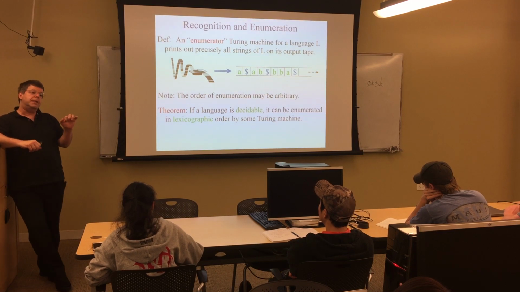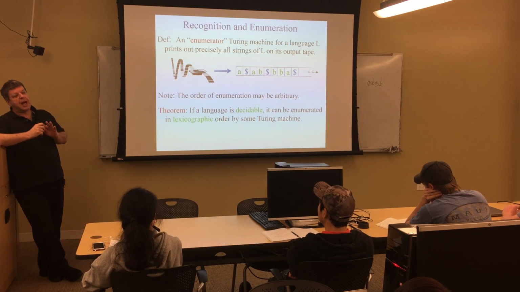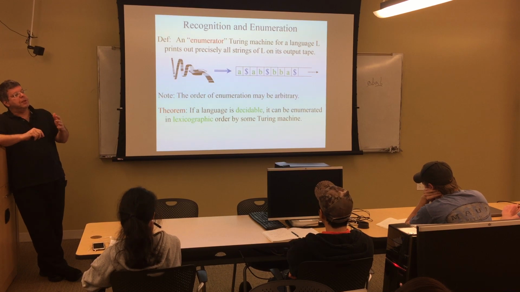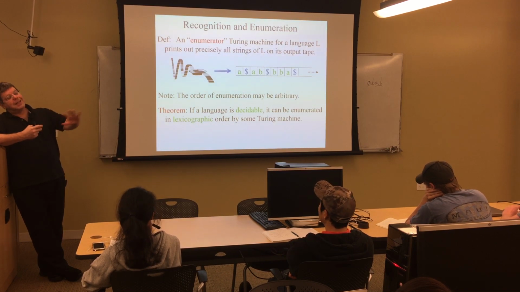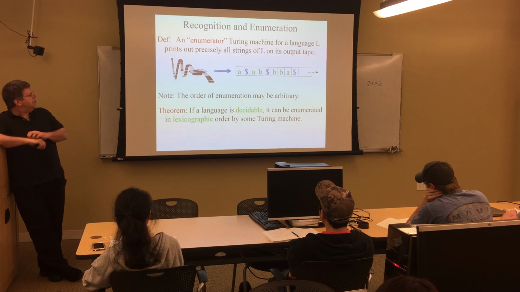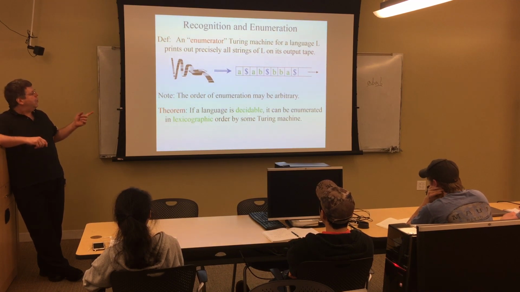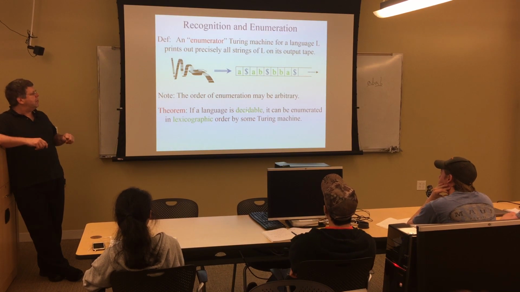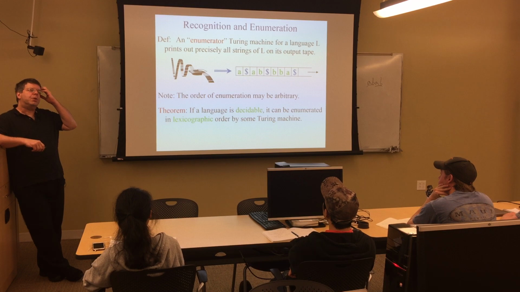What does lexicographic order mean? Smallest first, and within size by dictionary order. So lexicographic order is by size, and within the same size, dictionary order. All strings of size 3 will be printed out in dictionary order. So now this is a theorem, it's not a definition. We defined what it means to be decidable and what it means to be enumerated. Now we're saying we have a theorem on our hands. It's not obvious: if a language is decidable, it can be enumerated in lexicographic order.